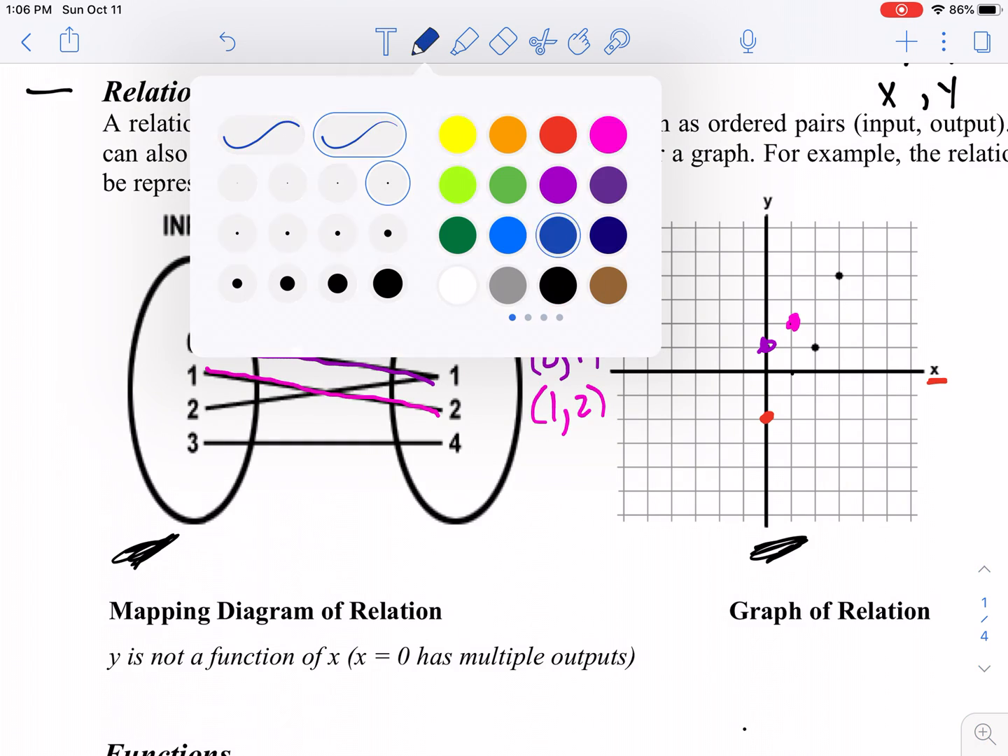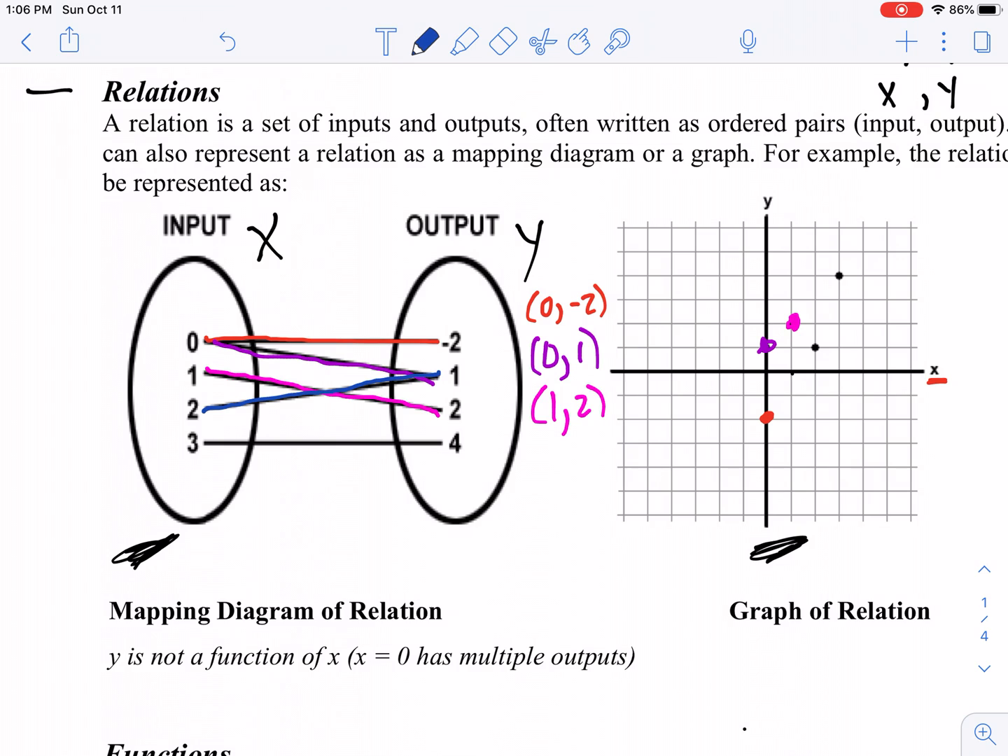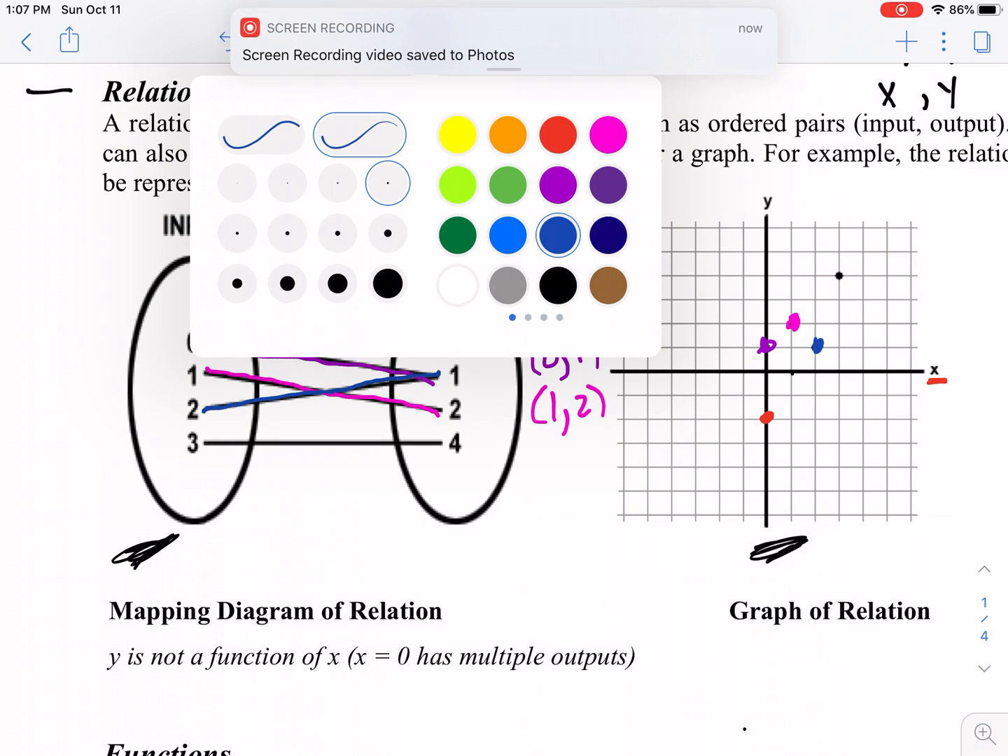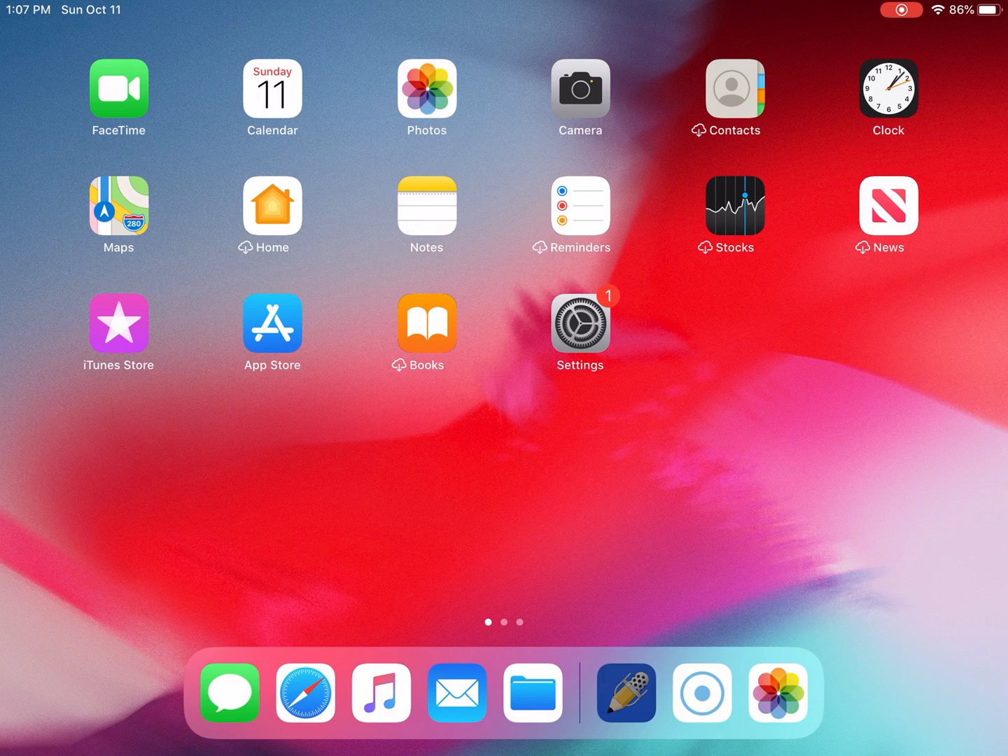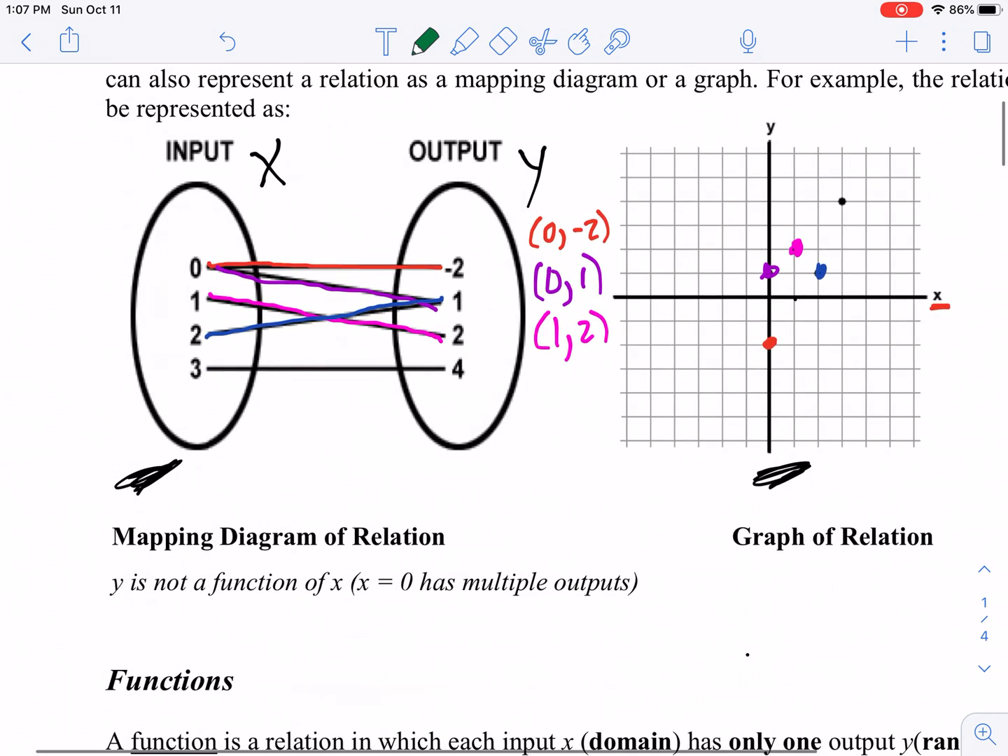Okay? Then we have 2, the input X going to 1. Well, that would be out 2 on the X, up 1 on the Y, so that point right there would be 2, 1. Okay? Then lastly here, we have 3 going to 4. So we have 3, 4. So 3 is paired with 4. So we're going out 3 on the X, 1, 2, 3. And then up 4 on the Y, 1, 2, 3, 4. So this point right there, that would be 3, 4.